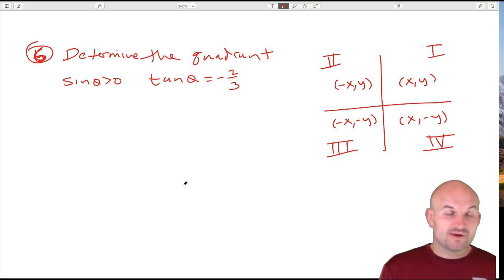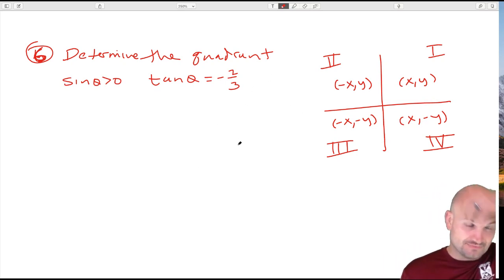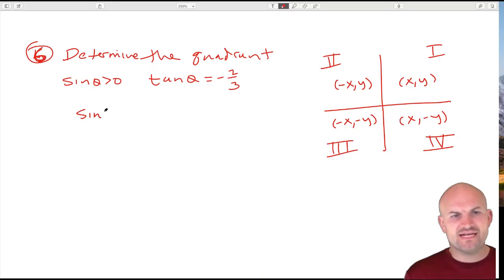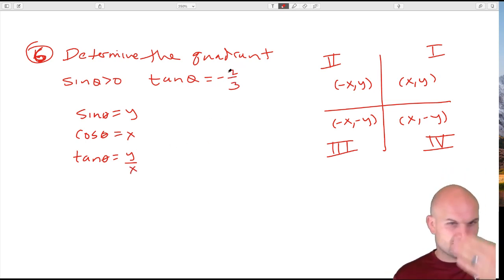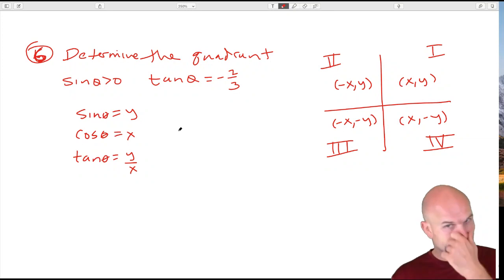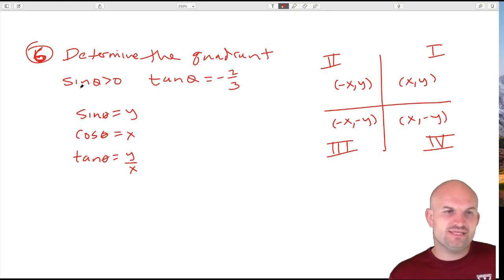Okay, now if we go to our understanding of our points here, we know that sine of theta is equal to y, cosine of theta is equal to x, and tangent of theta is y over x. Now the problem is we don't know if the negative is a 2 or the negative is a 3, right? So we start with this one.